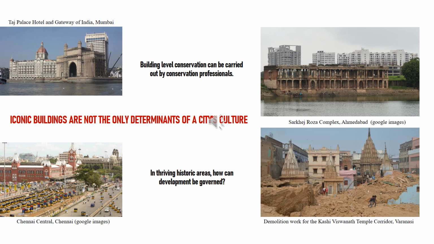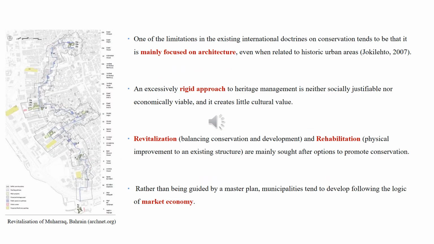Iconic buildings are not the only determinants of a city's culture. Various regeneration schemes, such as Hriday, are implemented in historic centers and towns in India by planning and developing heritage sensitive infrastructure through revitalization and regeneration schemes. One of the major limitations of the existing international doctrines on conservation is that they tend to be mainly focused on architecture. Revitalization and rehabilitation schemes that focus on developing historic urban areas using a market approach or physically improving an existing structure are mainly sought after options in promoting conservation.